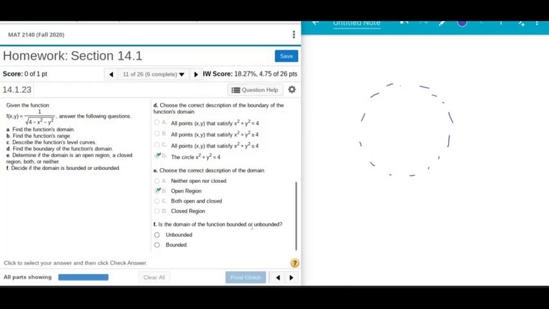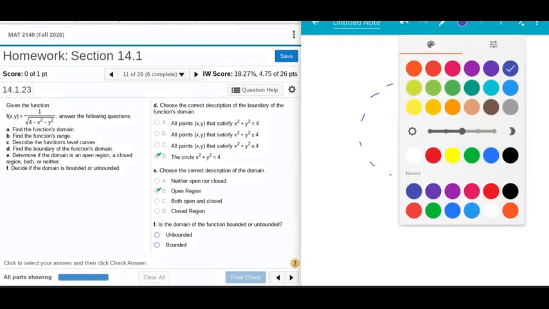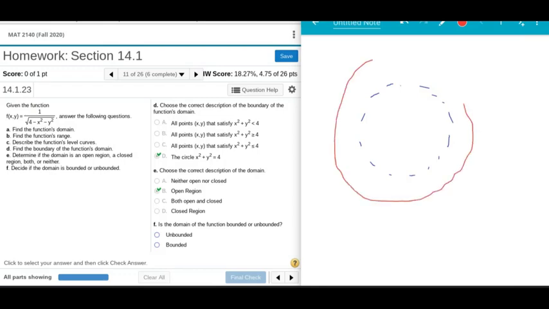Is the domain bounded or unbounded? Remember what that means: if I can draw a circle with a finite radius around it, it's bounded. And I definitely can. If I take any circle that's bigger than radius 2, I can draw it around there. So that one's bounded.